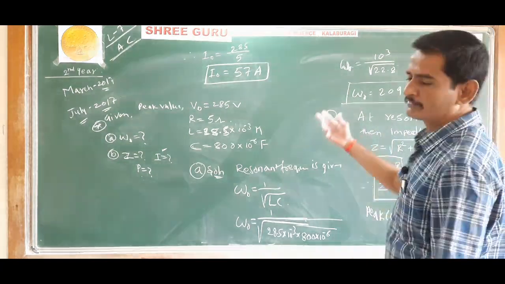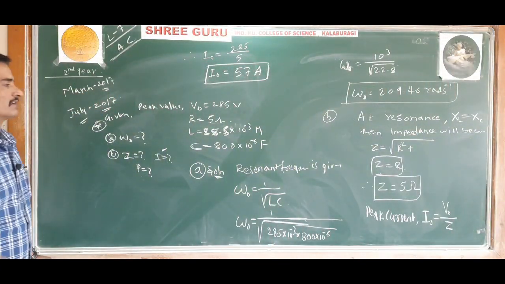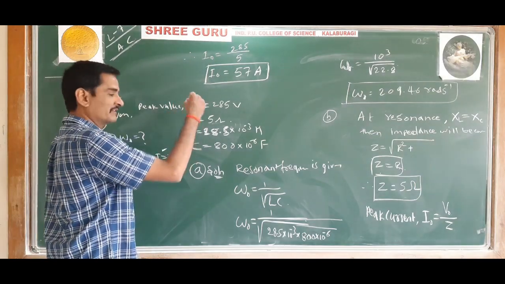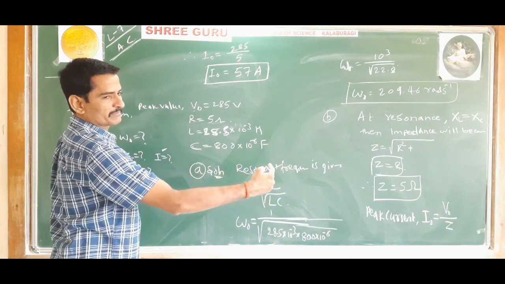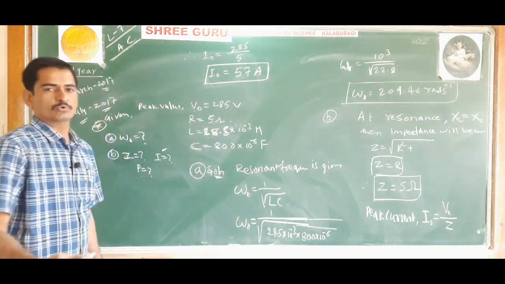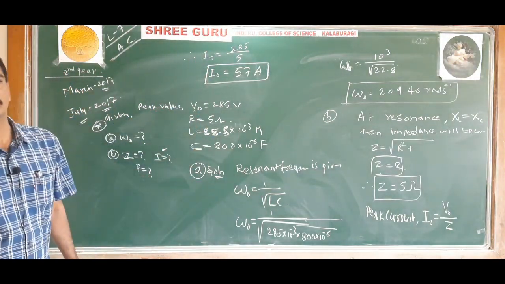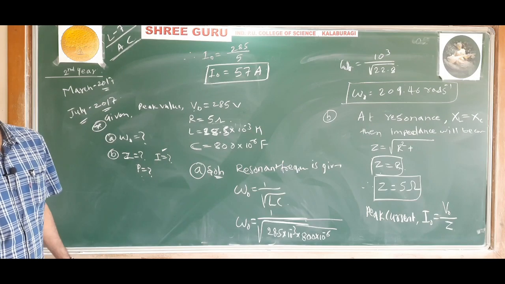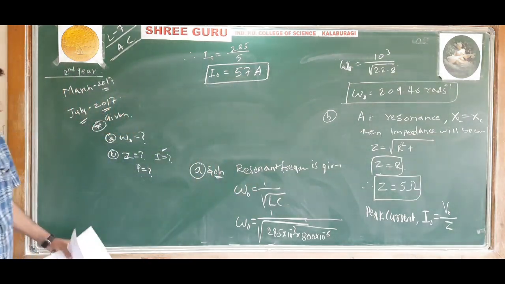If you want to find the RMS current, no problem. Then we have to find VRMS, and IRMS is equal to VRMS divided by Z. Understood? And VRMS is equal to V naught divided by root 2, or you can just make it 285 divided by root 2 into 5. Then you will get IRMS. Okay, no problem.